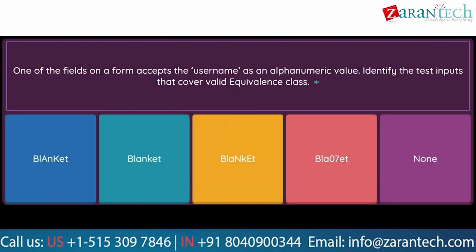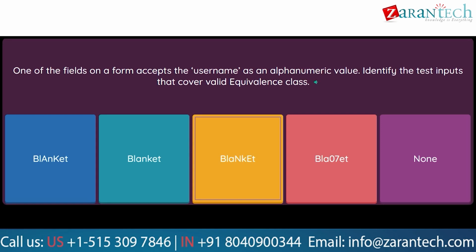Question: one of the fields on a form accepts the username as an alphanumeric value. Identify the test inputs that cover the valid equivalence class. Option 1, Option 2, Option 3, Option 4: bla07et. Option 5: none.